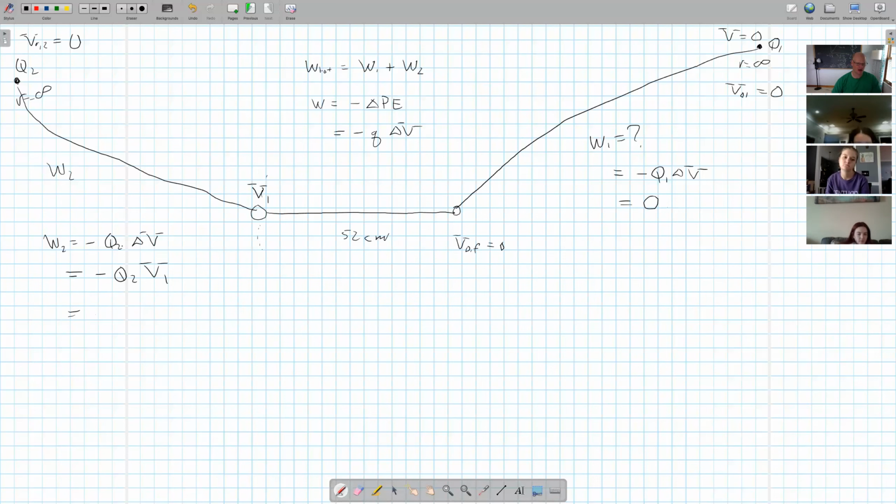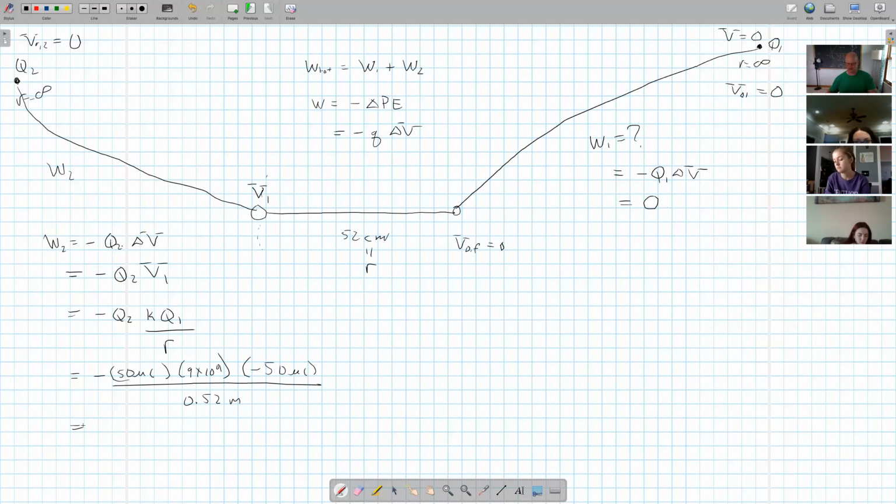Since this is a point charge, we now know that the potential is simply equal to the electric constant, K, times the charge of that particle divided by the distance r, where this is my distance r between the two. So this is going to be equal to negative 50 microcoulombs times K, which is 9 times 10 to the 9th, times the charge of Q1, which is negative 50 microcoulombs, all divided by the distance between the two, which is 52 centimeters, or 0.52 meters.